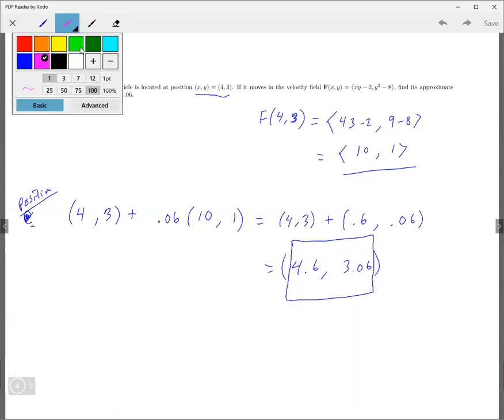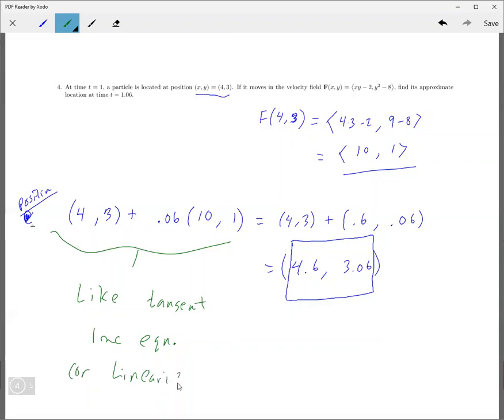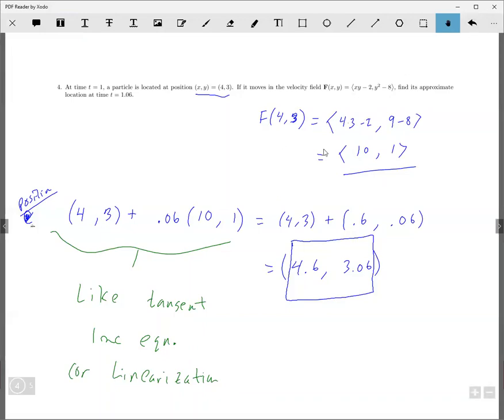This is to give you an idea of what it's like. This is like the tangent line equation, or the linearization. It sort of is the linearization. Okay, so any questions about any of that?